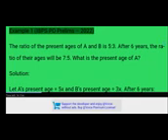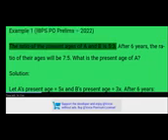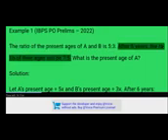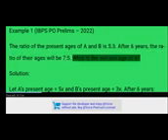Example 1, IBPS PO Prelims 2022. The ratio of the present ages of A and B is 5:3. After 6 years, the ratio of their ages will be 7:5. What is the present age of A?